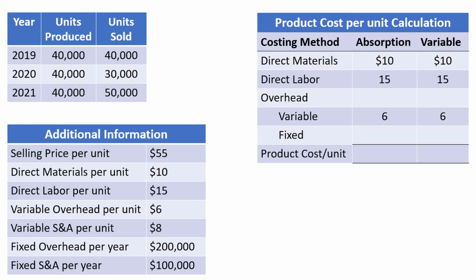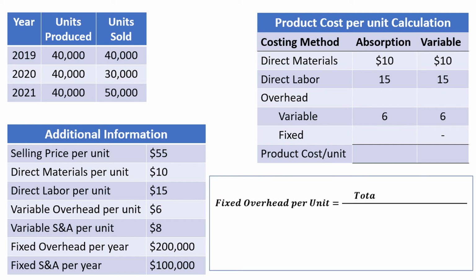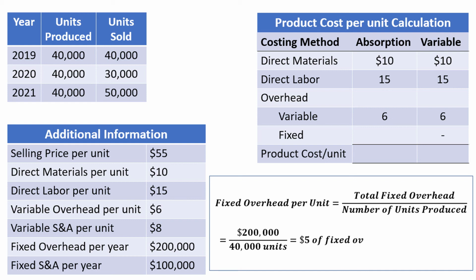The fixed overhead is not a product cost under variable costing, so we can leave this cell blank or use a dash to signify fixed costs are not product costs for variable costing. For absorption costing, we can calculate the fixed overhead per unit by taking the total fixed overhead costs per year, which are $200,000, and dividing by the number of units produced in that year, which is 40,000 units. 200,000 divided by 40,000 equals 5, so the fixed overhead is $5 per unit for absorption costing.